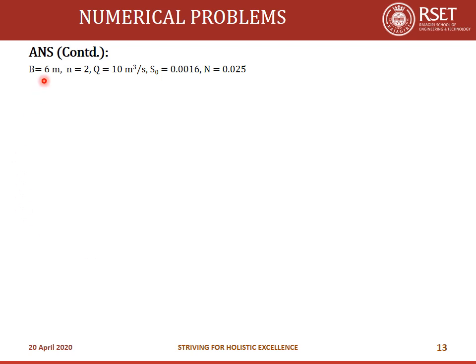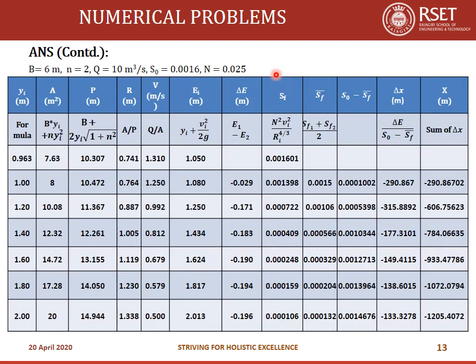These are the given data: B equal to 6 meter, N is equal to 2, Q equal to 10 meter cube per second, S naught is equal to 0.0016 and Manning's constant is 0.025. So this is the direct step table. The same 12 columns: Yi, area, wetted perimeter, hydraulic mean depth, velocity, energy, delta E, SF, SF bar, S naught minus SF bar, delta X and X. The same 12 columns I have kept here also.